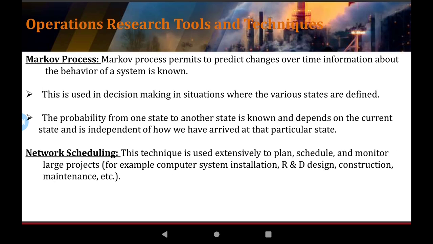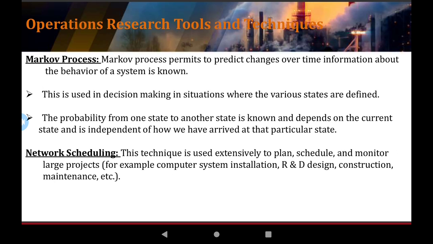Okay, and predict the change over time in the behavior of the systems. Okay, and provided for the Markov procedures. The Markov procedure is the most important technique in operations research. This is used in decision making in situations where the various stages are defined.